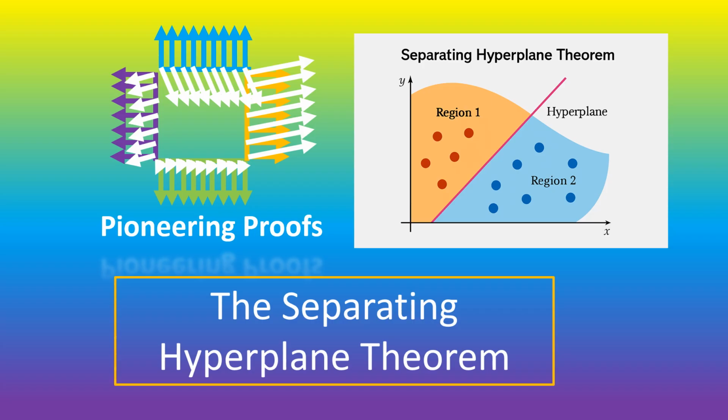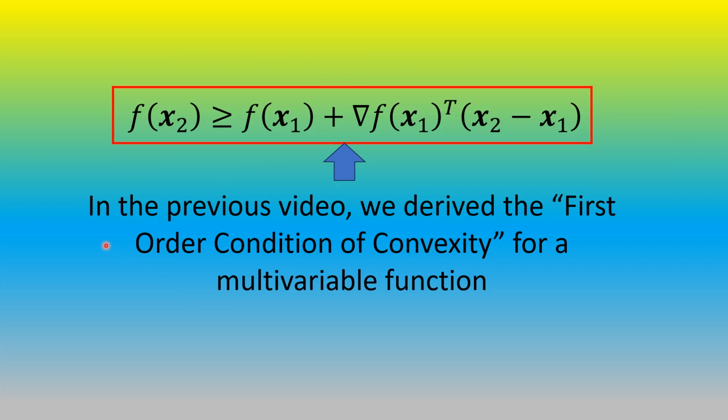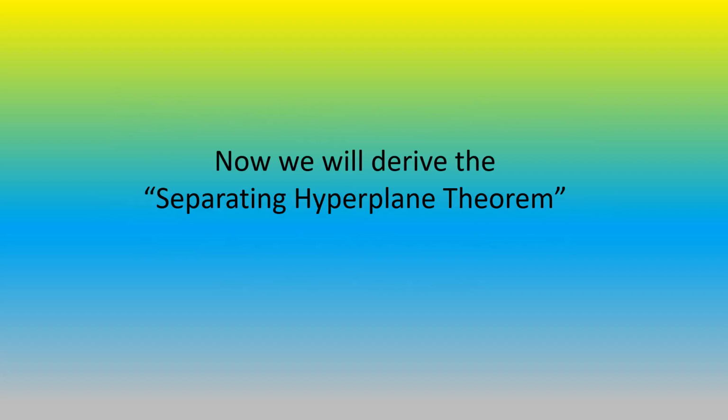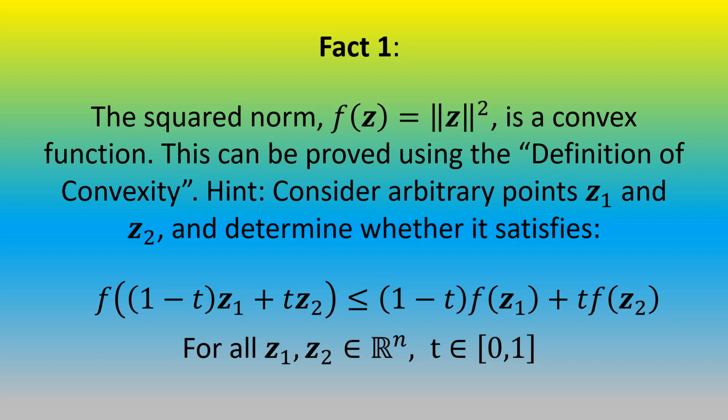In the previous video, we derived the first order condition of convexity for a multivariable function. For points x2 and x1, you have this relation. Now it's finally time to derive the separating hyperplane theorem, in which you have a hyperplane that separates a point in a non-empty closed convex set from a point outside of that set. But first, let's state a fact.